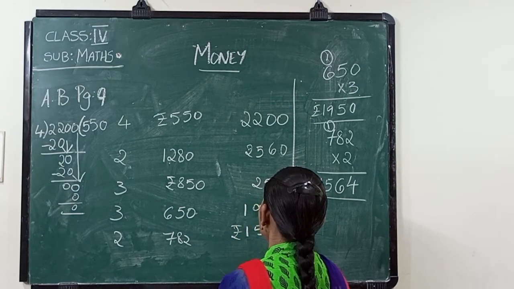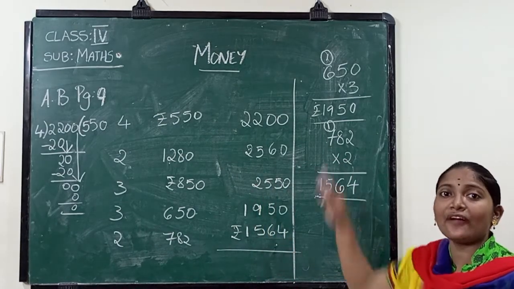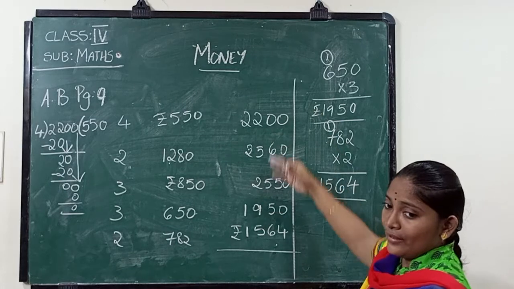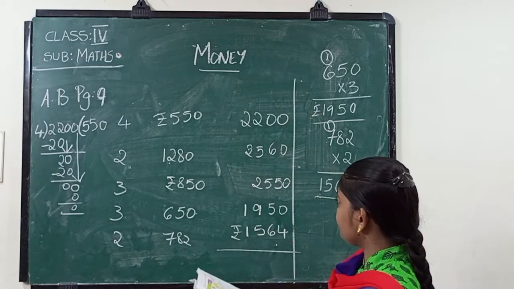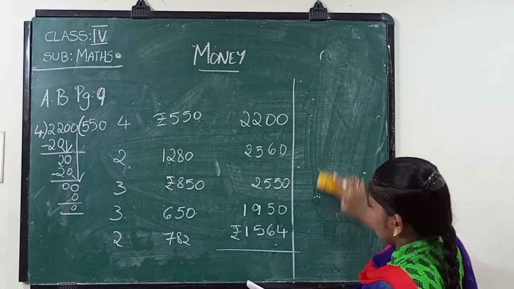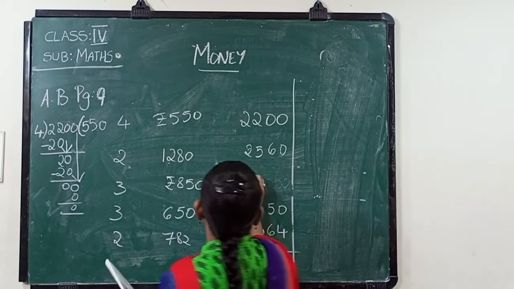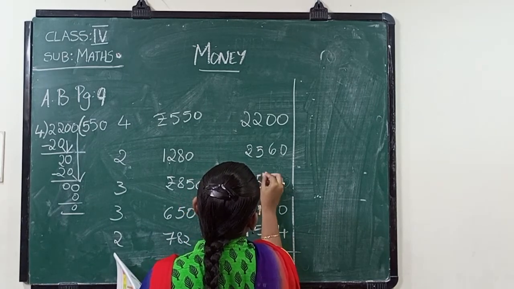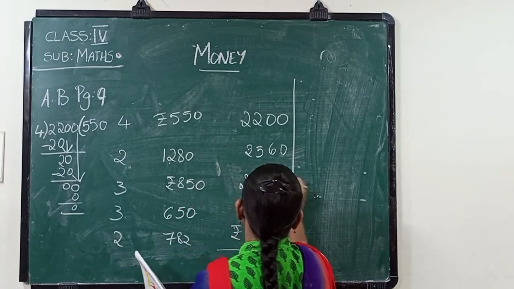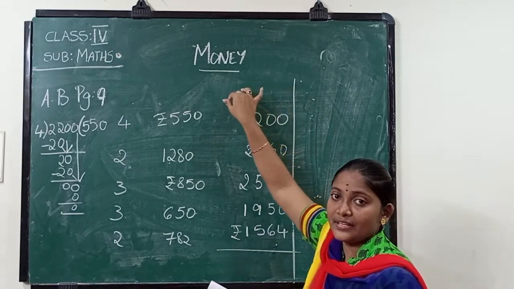Then what is the total? We have to find out the total. Total means we have to add all these costs. Here I am writing again. 2550. We have to add from ones place, tens, hundreds and thousands.